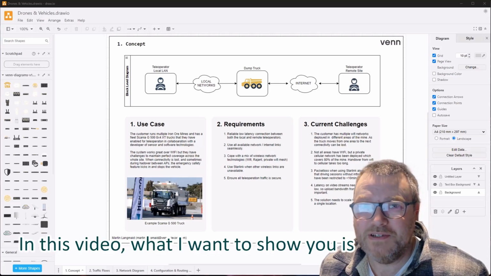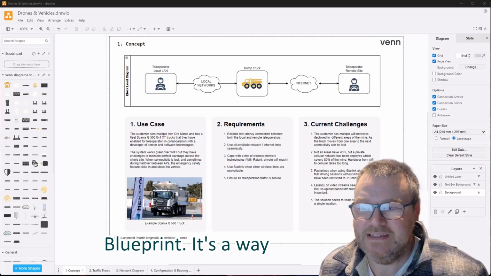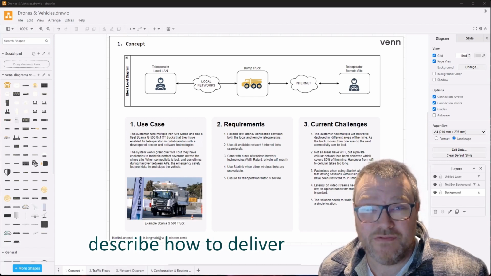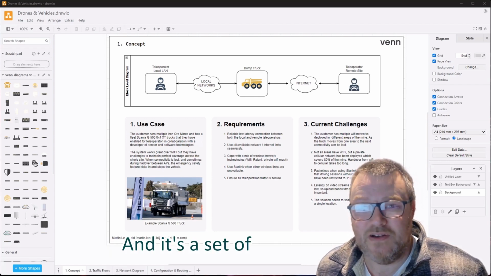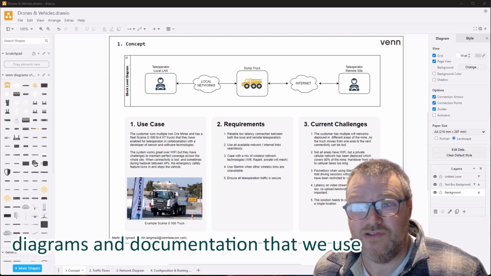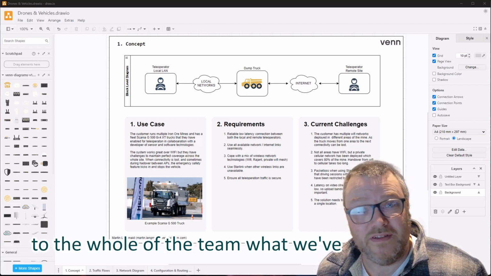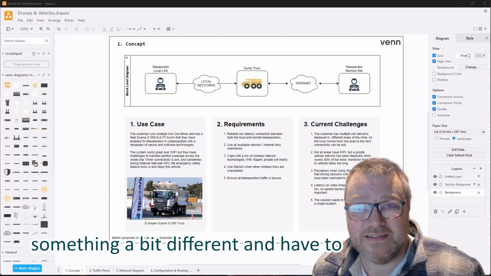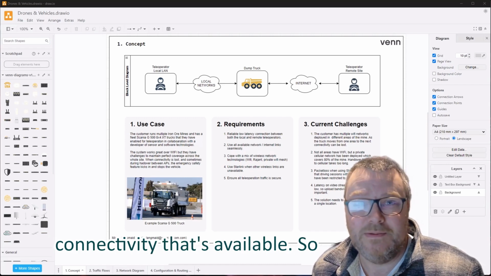In this video, what I want to show you is something that we call our connectivity blueprint. It's a way to define and draw and describe how to deliver connectivity in challenging situations. And it's a set of diagrams and documentation that we use internally at Venn to help explain to the whole of the team what we've built, particularly when we build something a bit different and have to be creative in how we deploy the connectivity that's available.